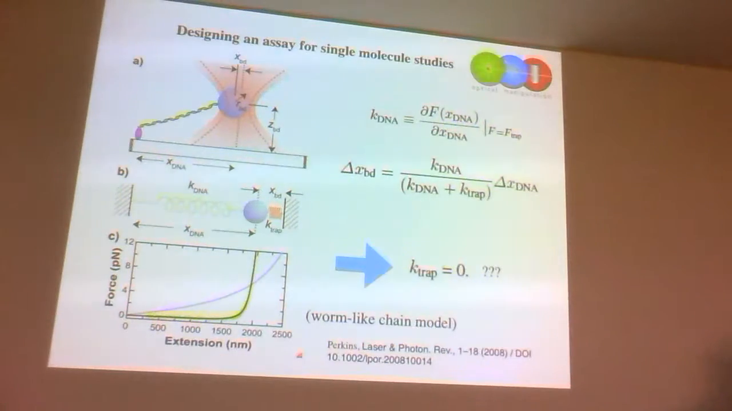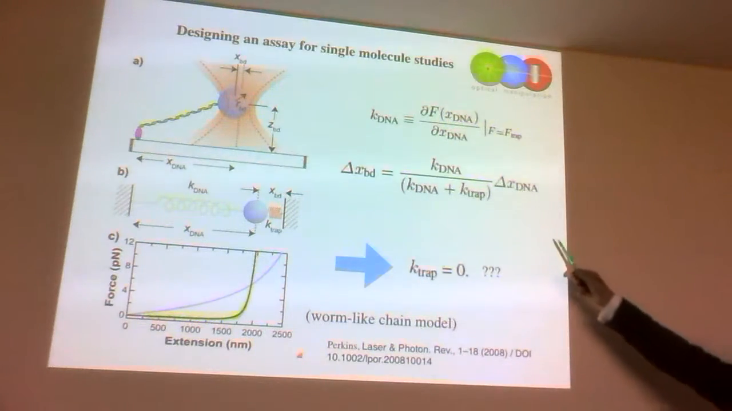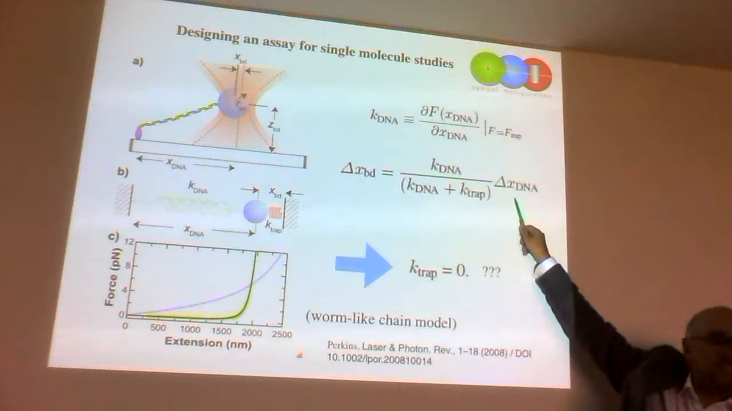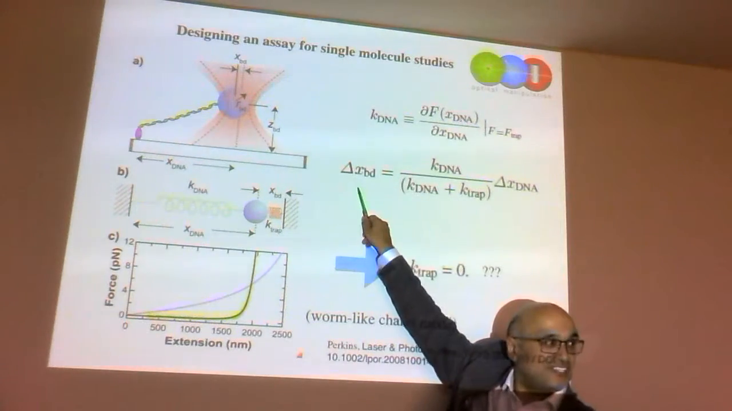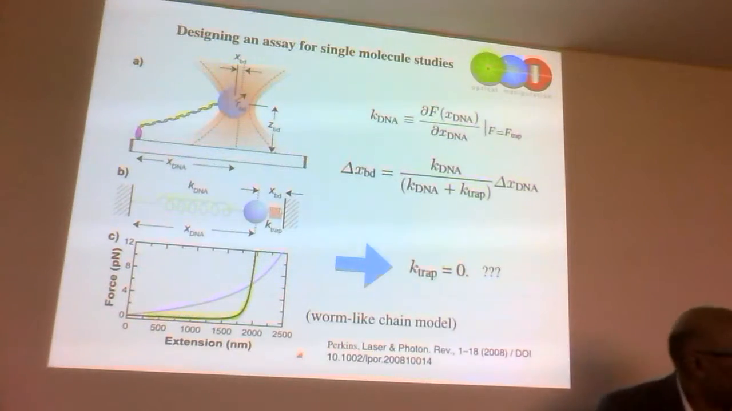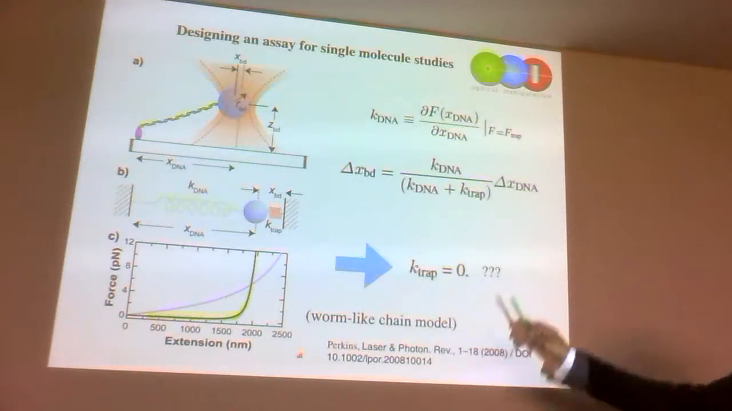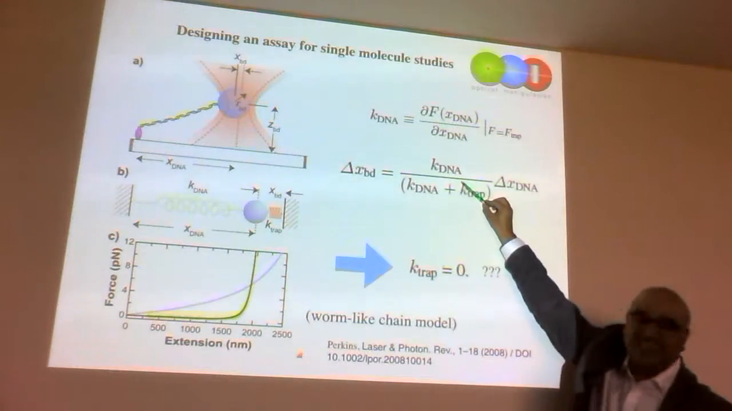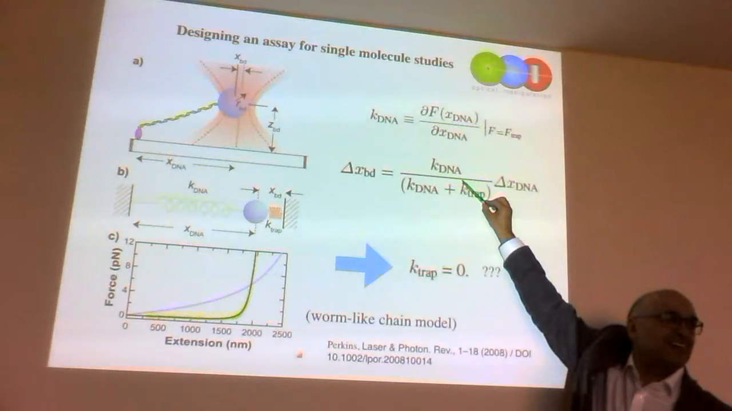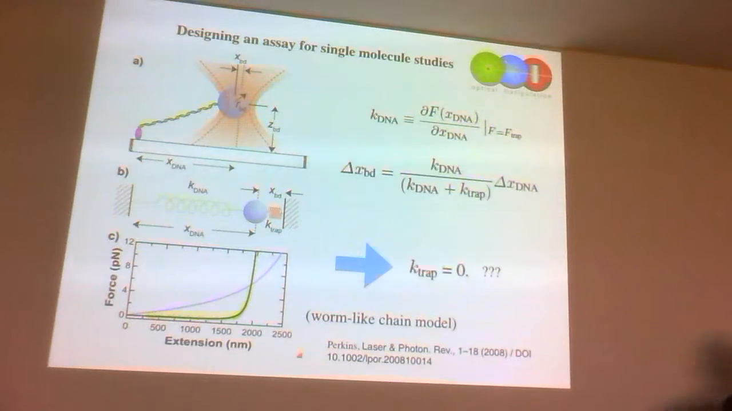So what people do is, the extension that you might measure on DNA is not directly the extension you measure on the bead. There's a correction factor. And so people do something very, very clever. What would I do to that equation to make it equal? Get rid of that. How do I remove the stiffness of the trap? Don't use a trap at all.